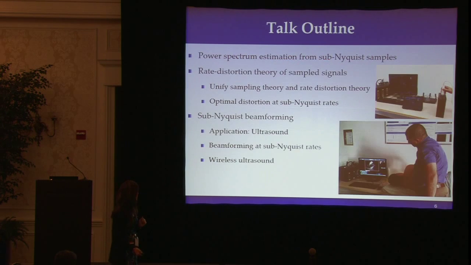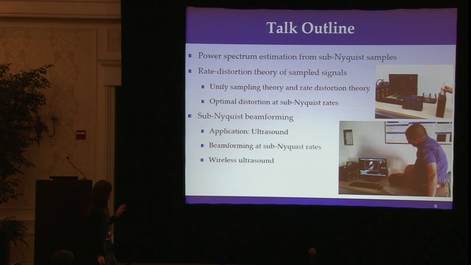Okay, so this is what we're going to be talking about today. Here's a specific outline. We're going to start with power spectrum estimation. We'll then talk, very briefly, about what we call rate distortion theory of analog signals. Okay, so we're going to characterize the rate distortion of continuous time inputs and see that the rate distortion curves that we get actually allow subsampling even with arbitrary inputs.